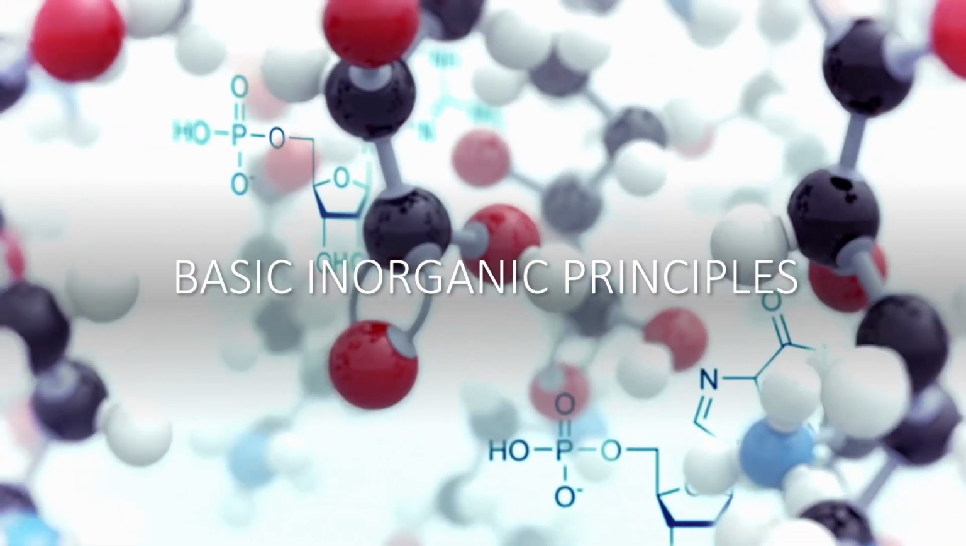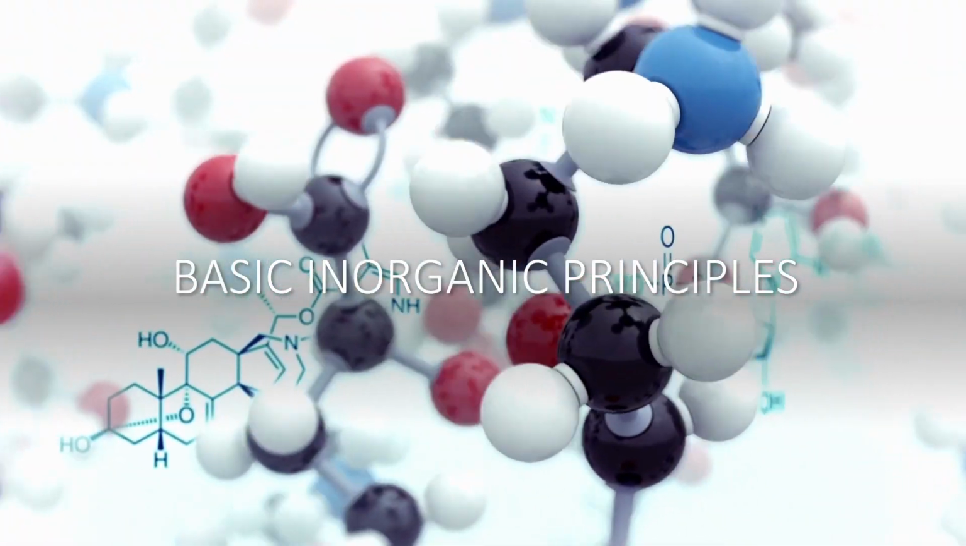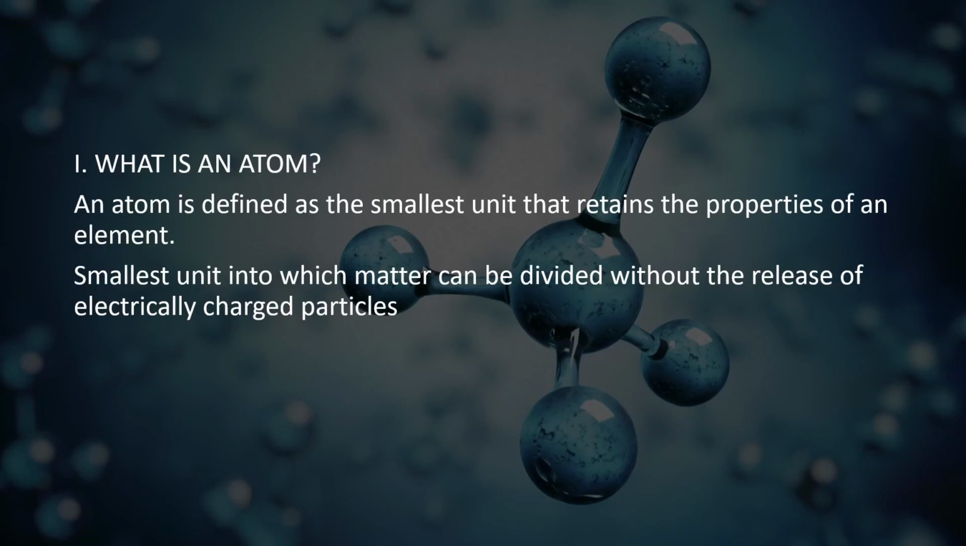To begin, let's start with a very basic definition of the fundamental structure of matter, which is an atom. An atom is defined as the smallest unit that retains the property of an element, and the smallest unit into which matter can be divided without the release of electrically charged particles. Atoms make up our elements, and atoms cannot be broken down into other substances except if you perform nuclear fission or nuclear fusion.